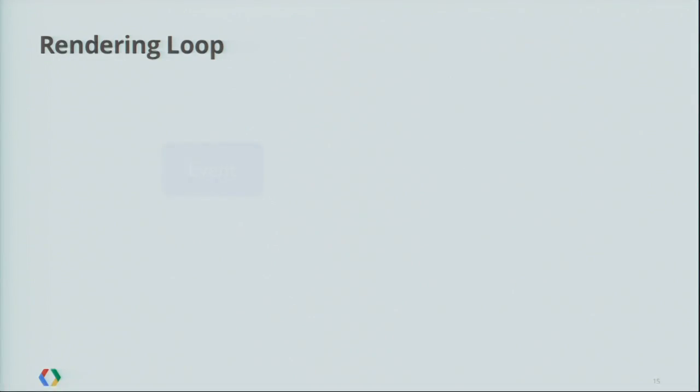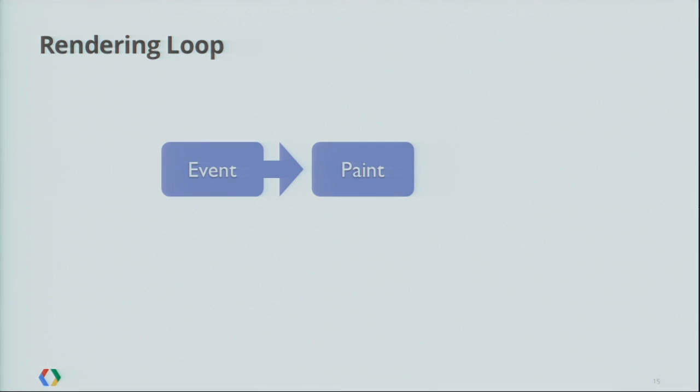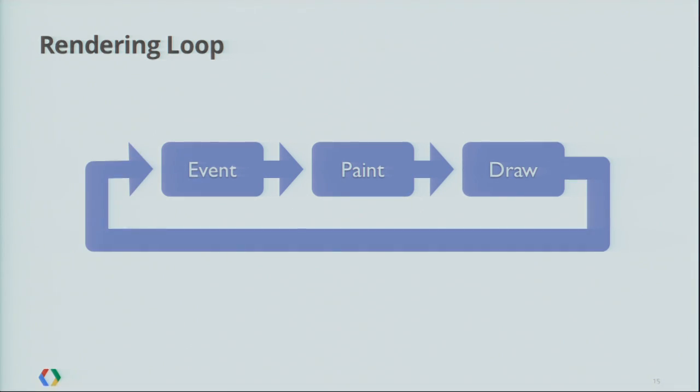So if you remember that, basically that corresponds to something like this in terms of a rendering loop. You've got, let's say, an event, like a scroll. In reaction to that, you are going to paint something, like a bitmap in memory or something like that. And that's going to be your content. And finally, you want to draw that content on screen, right? And of course, you do that over and over again.